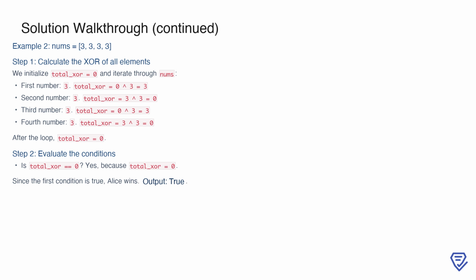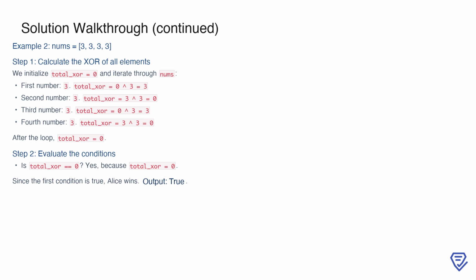Here, the array is nums equals 3, 3, 3, 3. Again, we begin by calculating the XOR of all elements. Starting with total_XOR initialized to 0, we process the first number, 3, and compute 0 XOR 3, which equals 3. For the second number, also 3, we compute 3 XOR 3, which results in 0. For the third number, 3, we compute 0 XOR 3, giving 3. Finally, for the fourth number, 3, we compute 3 XOR 3, which results in 0. After processing all elements, total_XOR is 0.